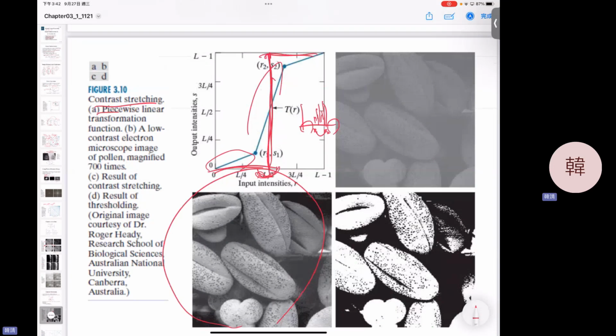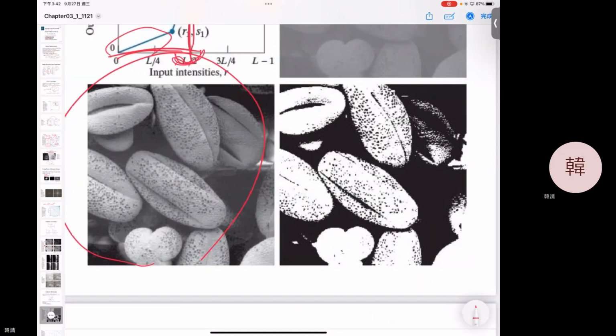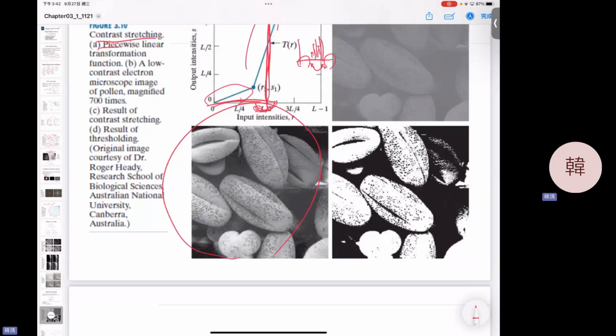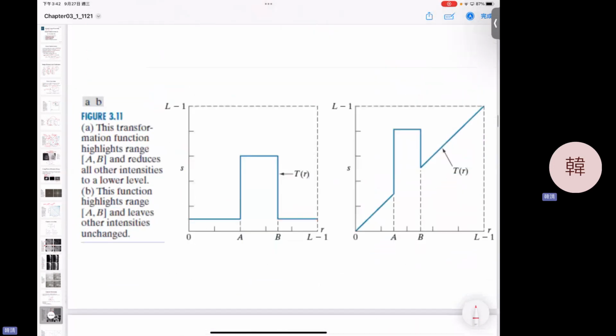So focus on the R0, maybe the mid average value of this image, and then lower than R0 become black, higher than R0 become white. So you become like this one, a binary image. Okay, so it depends on your application. You can have a different choice.